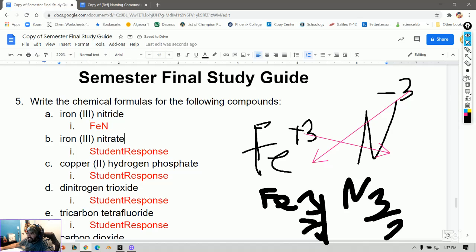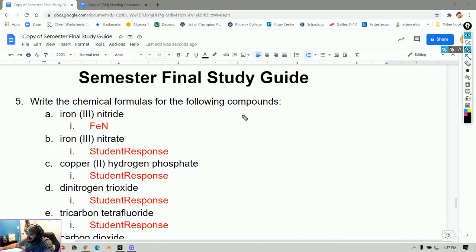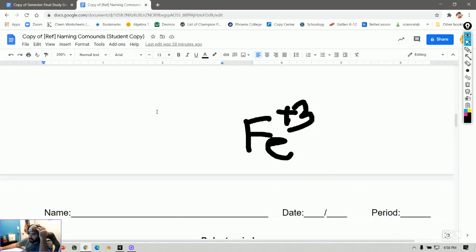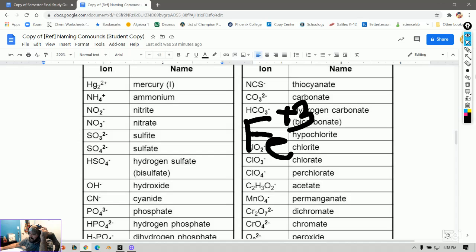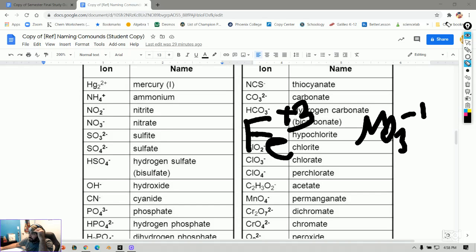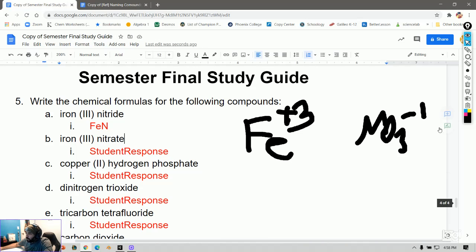Now let's try this one. Iron 3 nitrate. Okay, it seems the same, but it's actually different. Let's see why. Fe has a positive 3 charge. Nitrate, I know this is not an element, and if I don't know, I can always just double check to see. Let's look at the polyatomic ions. Do I see nitrate anywhere? I do. Nitrate is right here. NO3 with a -1 charge. Let me go ahead and write that right away. NO3 with a -1 charge. Remember, the ones we don't write, I'm doing it for explanation. That way it's easier to understand where these charges are coming from.